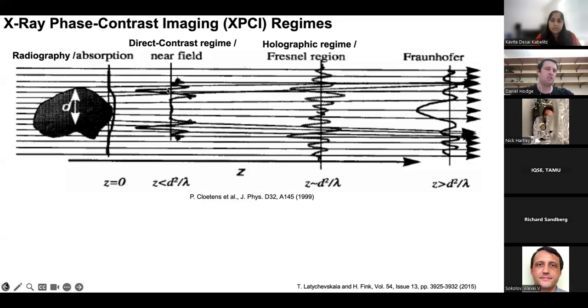But as you propagate just a little further, there's a few fringes in the object. And if you propagate even further to get this holographic regime or this Fresnel region, the edges are more pronounced, as you saw on the previous slide. And if you keep on going further and further, you get the full evolution of the sample in which you're imaging. And the particular region in which I'm focusing on today is these two regions here.